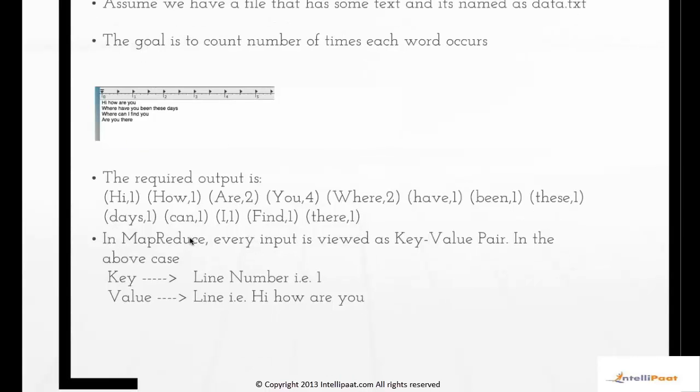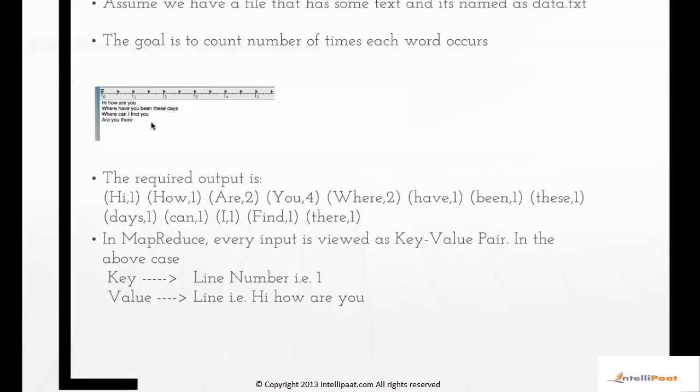And the anticipated output is this. My expected output is hi, 1, how, 1, r, 2, u, 4, where, 2, have, 1, been, 1, these, 1, days, 1, I, 1, find, 1, there, 1. I just want to count the words. So in MapReduce, what really happens is everything is a key value pair. So in this case, your line number is the key by default and the line is the value.